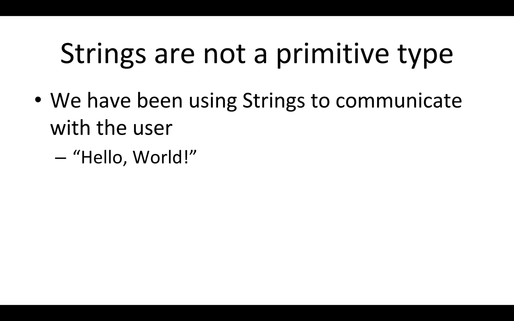And so now I'm going to move on to strings. So strings are not a primitive type. We've been using strings to communicate with the user, hello world, but in general, they're an object type. Strings are actually arrays of characters. Every time you create a string, like for example here, hello world, we've created an array of different characters, including all the letters of the alphabet, but also spaces, the comma, the exclamation point.